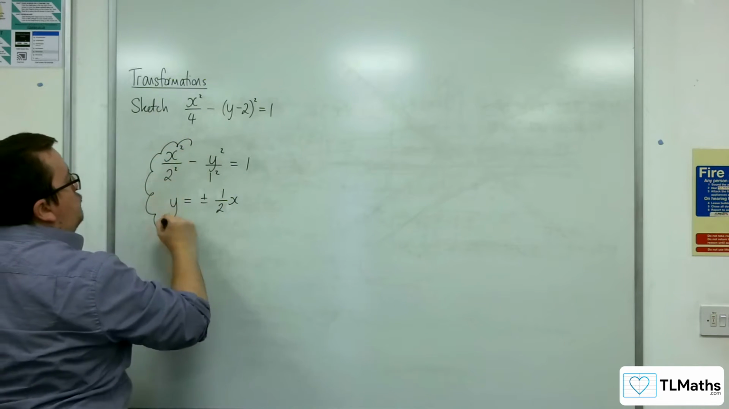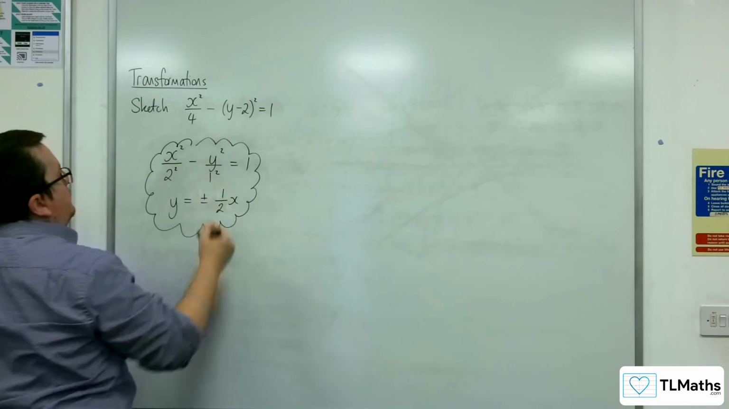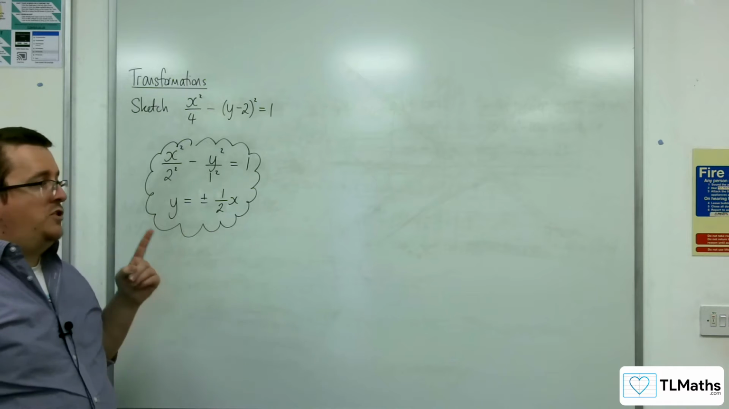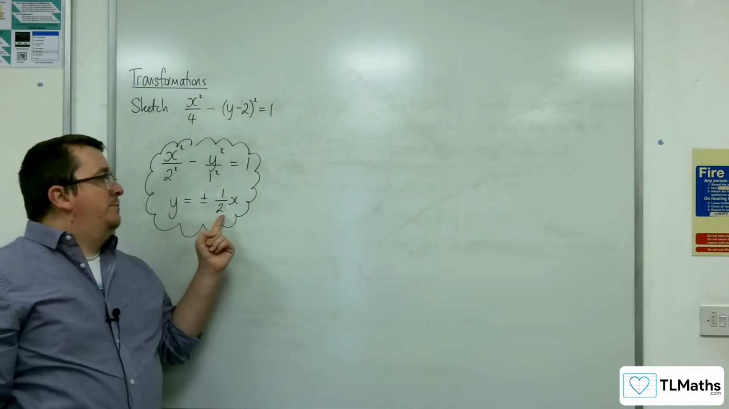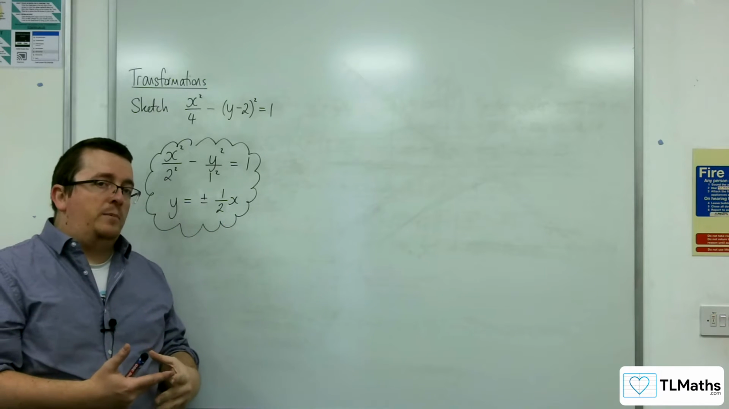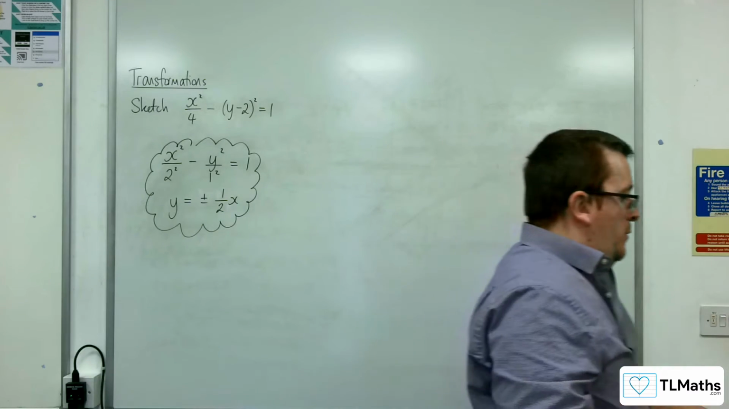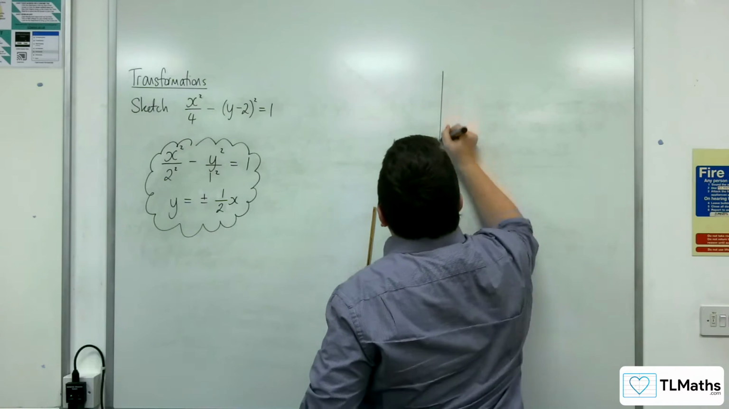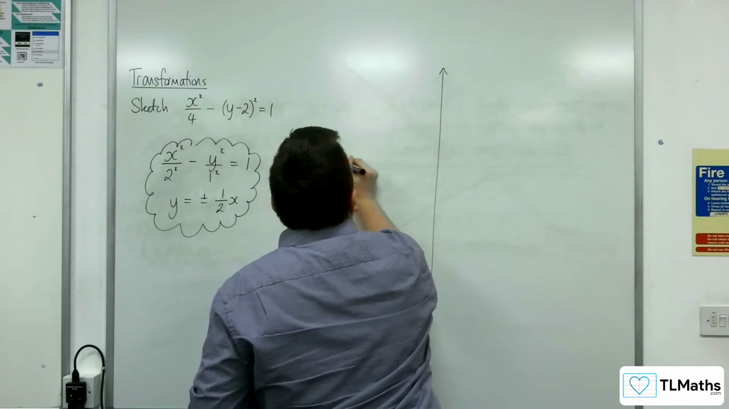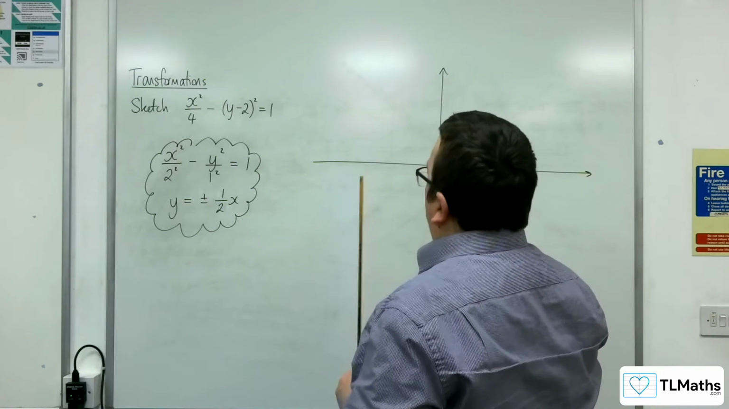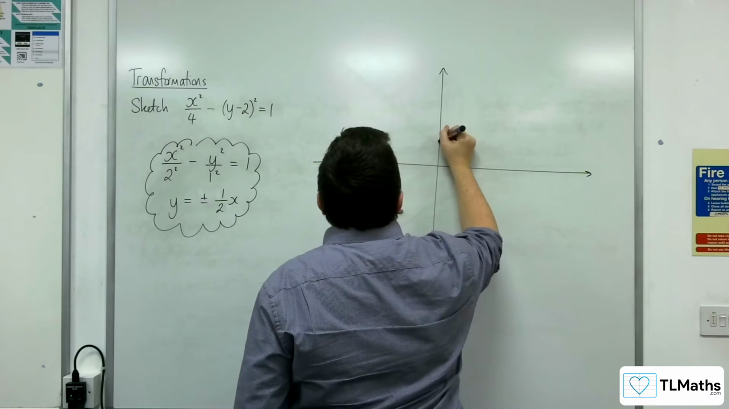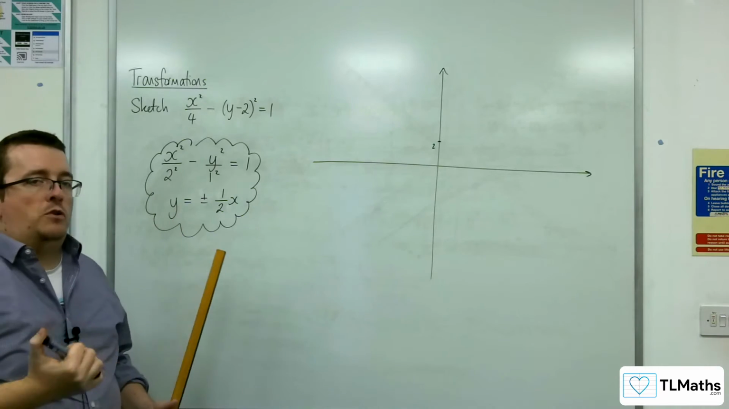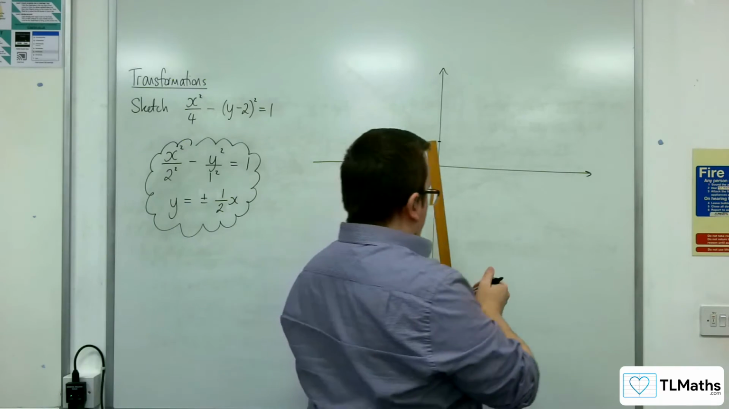So this is the original graph. Then the curve has been translated by (0, 2). The asymptotes will also be translated by (0, 2). So the whole graph is raised 2 units upwards. The two asymptotes will be intersecting at (0, 2) on the y-axis.